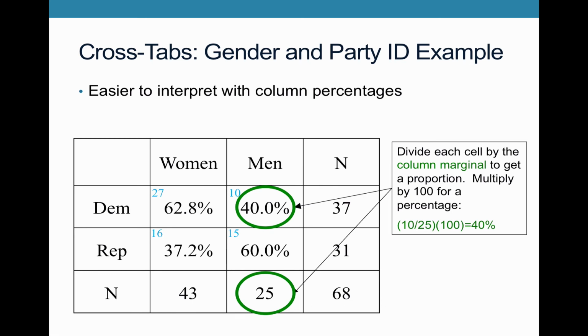So here are the original raw numbers that you divided. 27 by 43 gets you 62.8. 16 divided by 43 gets you 37, right? Likewise, 10 divided by 25 gets you 40. 15 divided by 25 gets you 60%. So again, you're always dividing by what's here at the bottom, right, instead of what's over here.